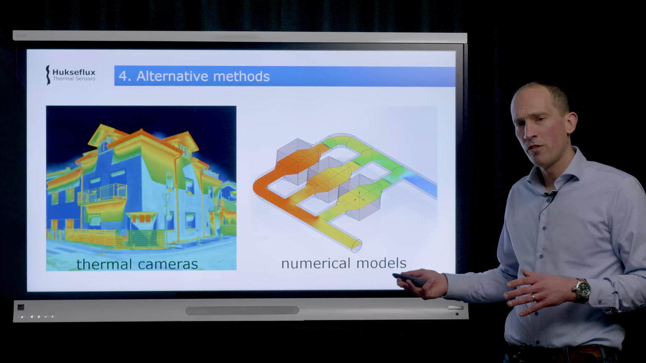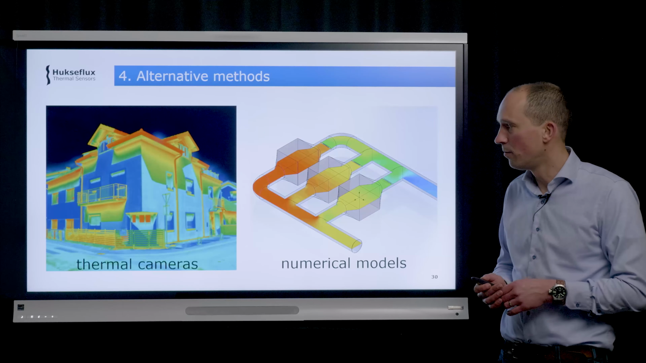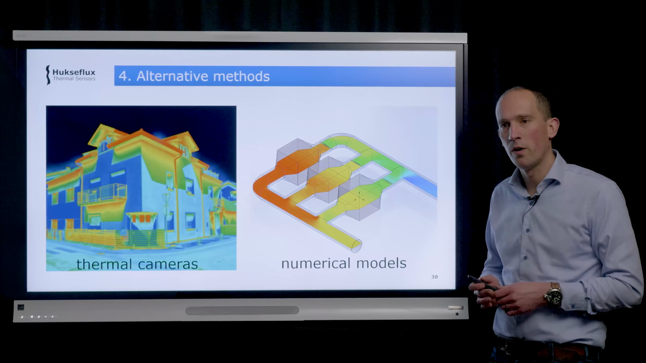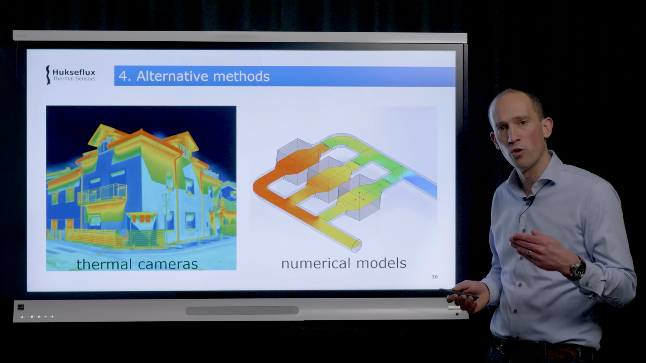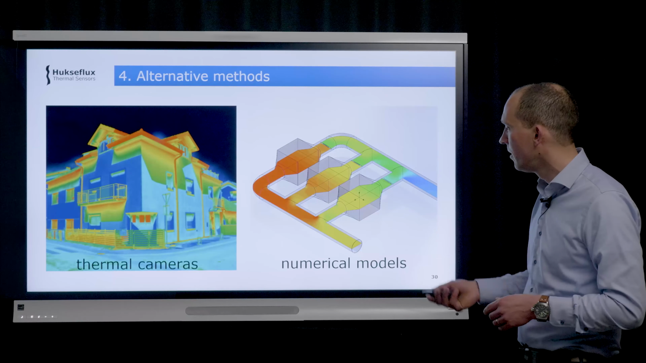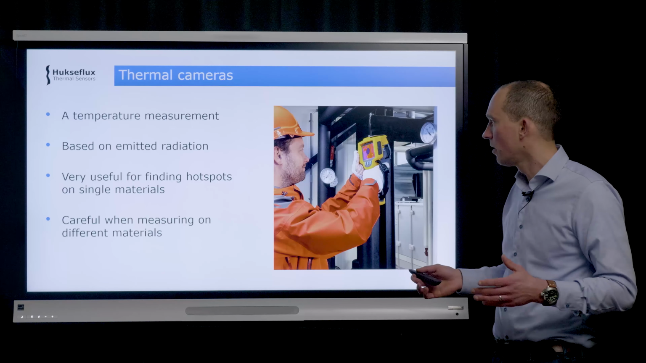At the end of this presentation, I want to quickly note some alternative methods that are also available when we consider heat flux. Basically, there's 2 I want to highlight here. First is the use of thermal cameras for infrared imaging, and secondly, the use of numerical models. So let's talk about thermal cameras.